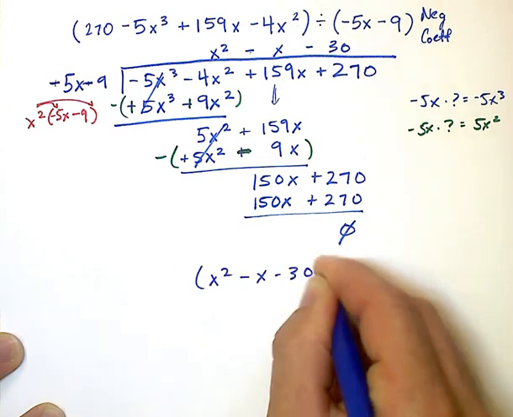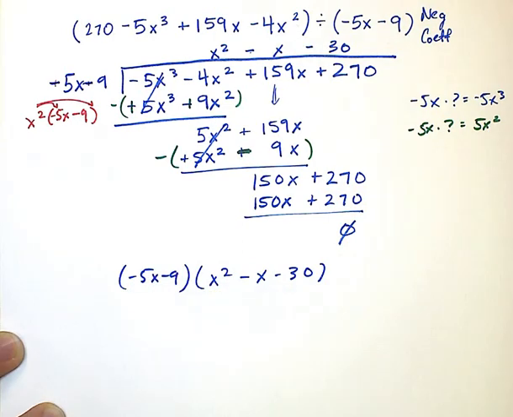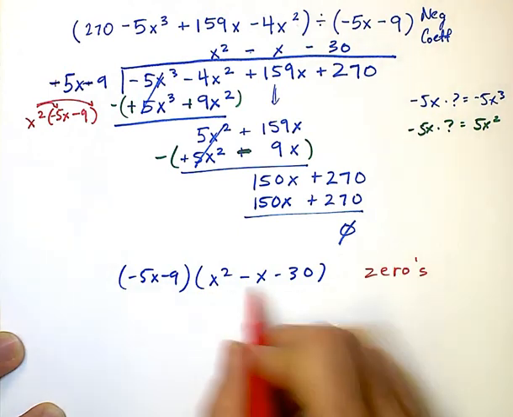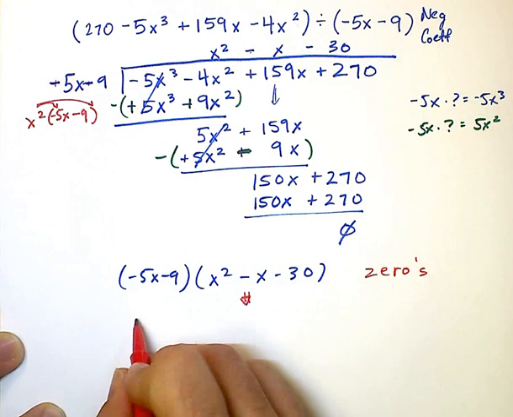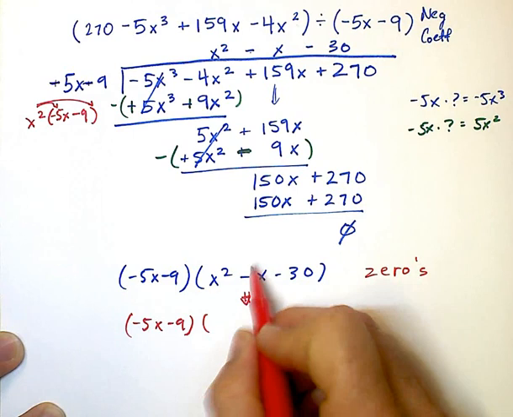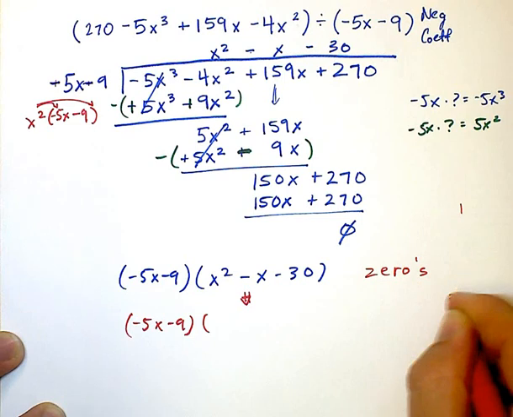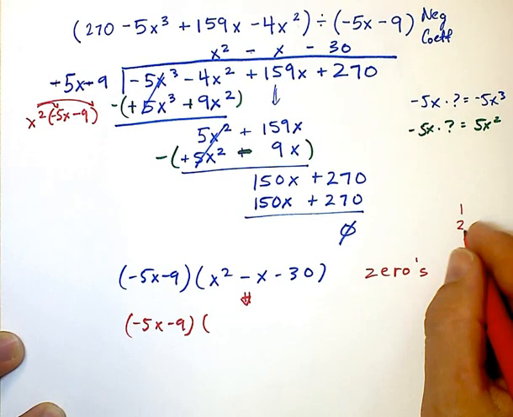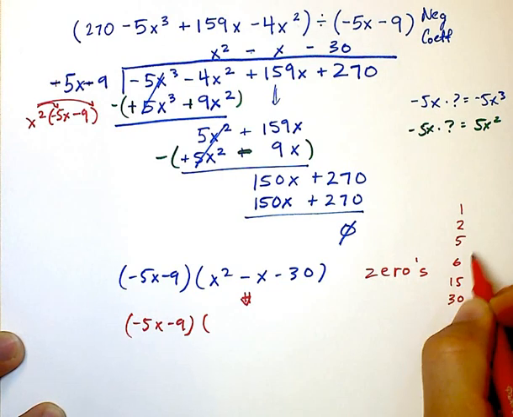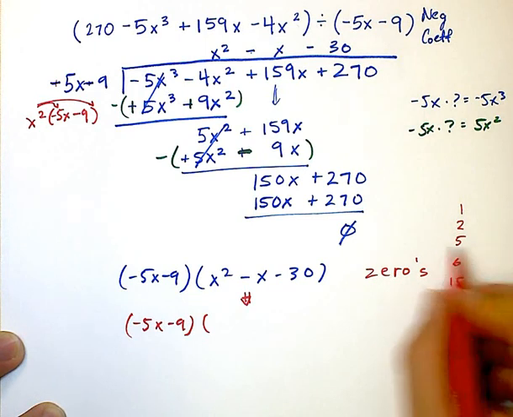Don't forget, we started with a negative 5x minus 9 here. And if I wanted to find zeros, one thing I could do is, as we like to say, unfoil this x squared minus x minus 30. Now I see my middle number here is negative, and I'm looking at my factors for 30: 1 and 30, 2 and 15, and then 5 and 6. I could use 3 and 10 as well, but I'm looking at the 5 and 6, because the difference between these two numbers is 1.